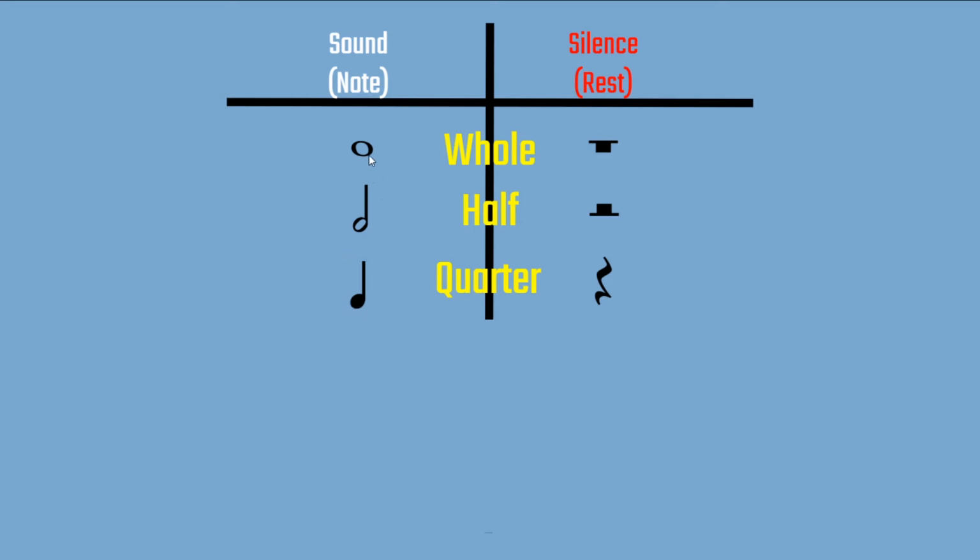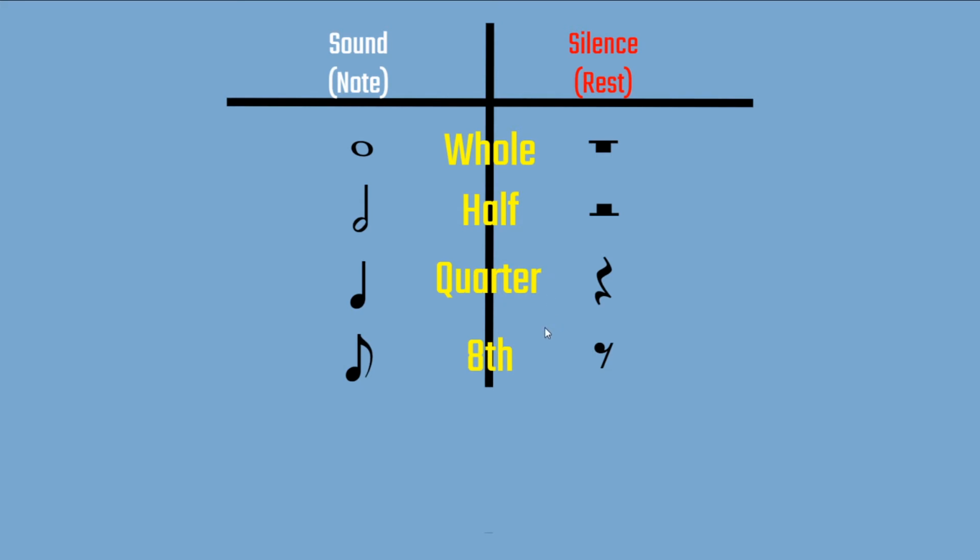Notice that these are all kind of looking similar. This has a little round circle. This is a round circle with the stem. The round circle is now filled in. We're going to talk about that in just a moment. But this is the quarter note. Here we have sound. Here we have the rest. And this rest looks like this little weird lightning bolt, almost like a reverse 3 kind of thing.